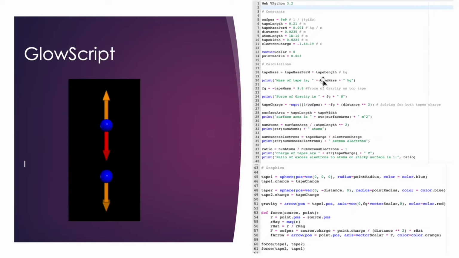First off, we calculated the mass of the tape by multiplying the mass per meter times its length, and then using this, we were able to figure out the force of gravity pushing down, and from the force of gravity, we were able to set the force of gravity equal to Coulomb's law, and therefore solve for the charge of each tape. After that, by solving for the surface area, we were able to figure out the total number of atoms in the tape, and then by dividing the charge we calculated from the tape by the charge of an electron, we were able to find the number of excess electrons on that tape.